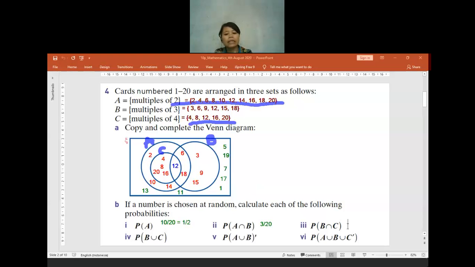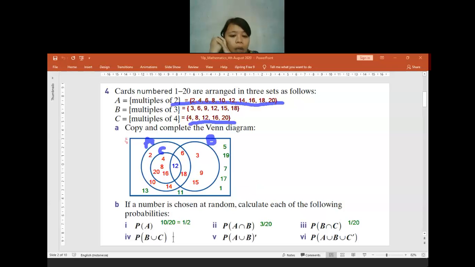Probability of B intersection C. 1 per 20, because it's only one member. The member is only 12. So we write it as 1 per 20, not 12 per 20. Okay, now for question 4. Probability of B union C.